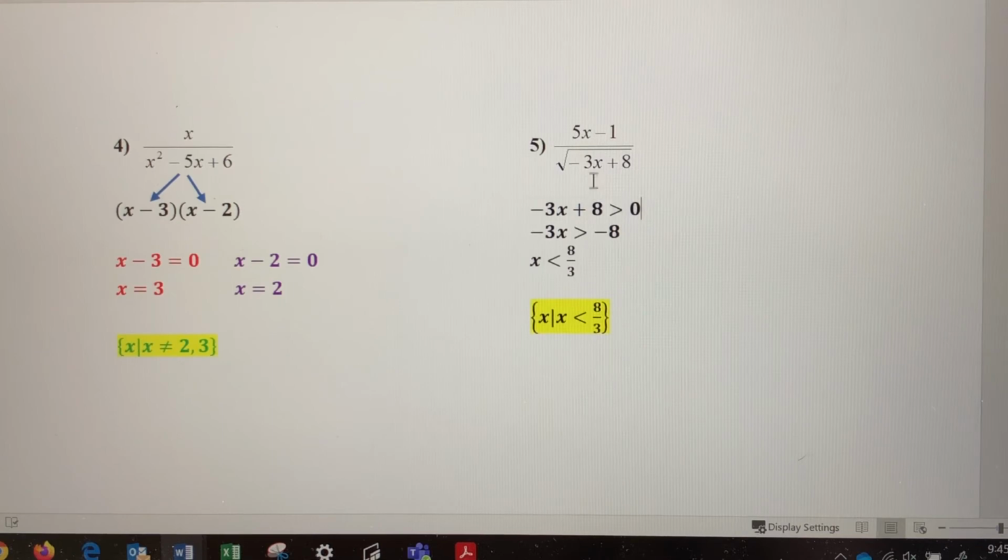Any number, if I plug in 8/3 here, I get 0, so I get undefined. If I plug in a number bigger than 8/3, say, positive 10, for example, I get a negative value under the radical, which gives me an imaginary number, which is not a real number, okay? And the domain has to give us real number values for expressions or functions, okay? So that's how you find domain.